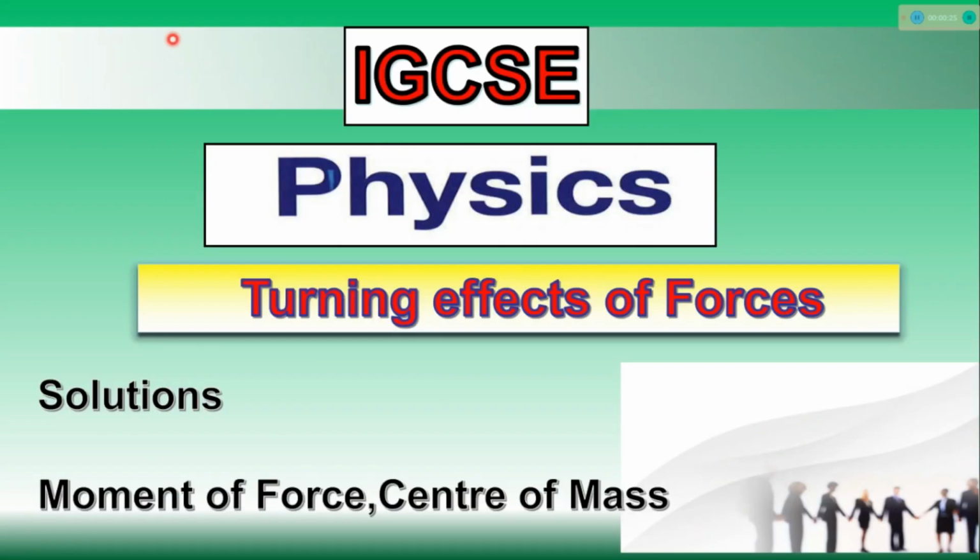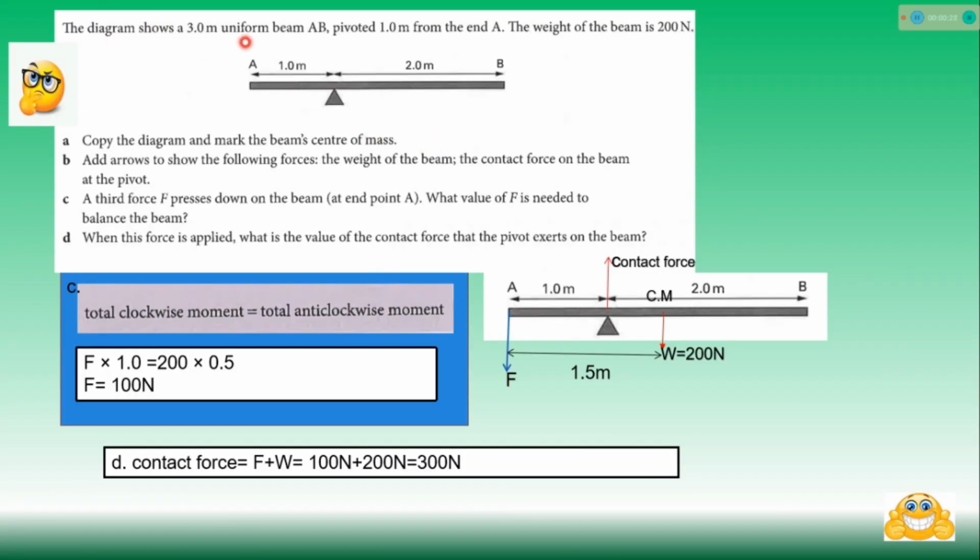The diagram shows a 3 meter uniform beam AB pivoted 1 meter from one end. The weight of the beam is 200 Newton. Copy the diagram and mark the beam's center of mass.